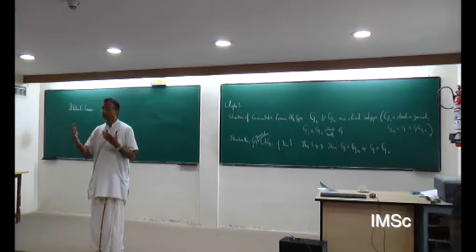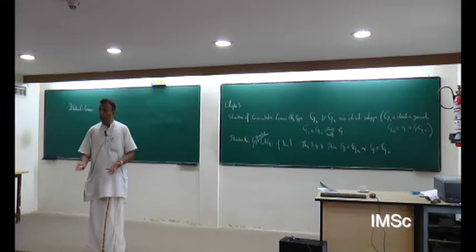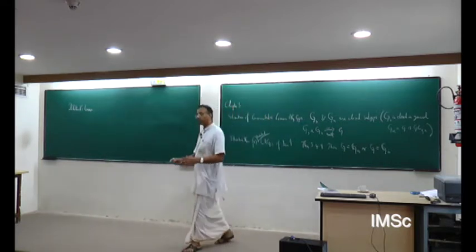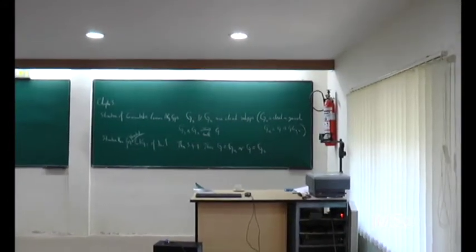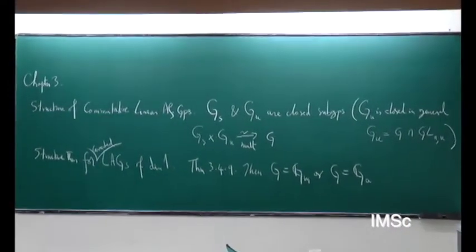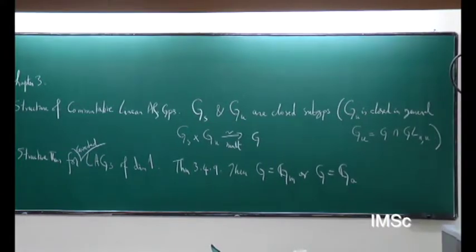The only connected linear algebraic groups of dimension 1 are, you think of the field K and consider it as an additive group, that is GA, or you take the invertible elements of the field, in other words everything other than 0, and look at it as a multiplicative group. This can be realized as the group underlying the variety.